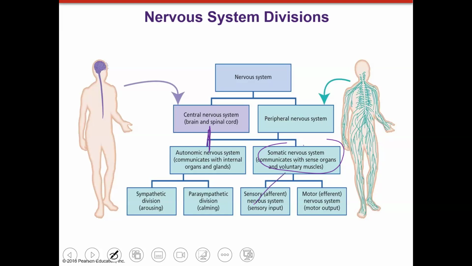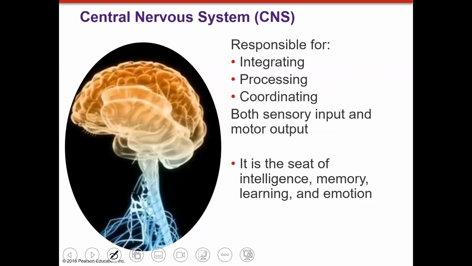And then we look here and we see sensory, how we feel things, or the term afferent will go along with the word sensory. Okay. And then motor or efferent will go along with the word motor. So we see a sensory component, how we're feeling things, and then we see a motor component, how we're moving our bodies. So brain and spinal cord, central nervous system, responsible for integrating, processing, and coordinating everything that we feel and all of our movements. It is also the seat of intelligence, memory, learning, and emotion.